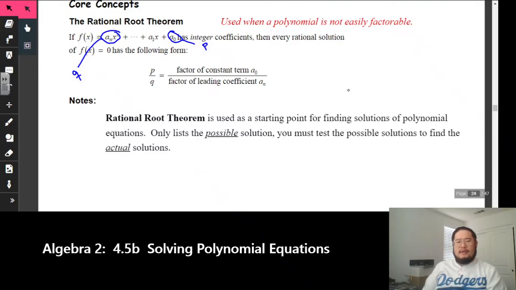I've added a little note here, and you're going to want to make sure you add this to your notes. It says that the rational root theorem is used as a starting point for finding solutions of polynomial equations. It only lists the possible solutions, and you must test the possible solutions to find the actual solution. So it's important to realize that when you do p over q, you're going to have so many different possibilities depending on the problem and the factors. And to figure out if those possibilities are actual solutions, there is some extra work that must be done in order for you to find your answer.